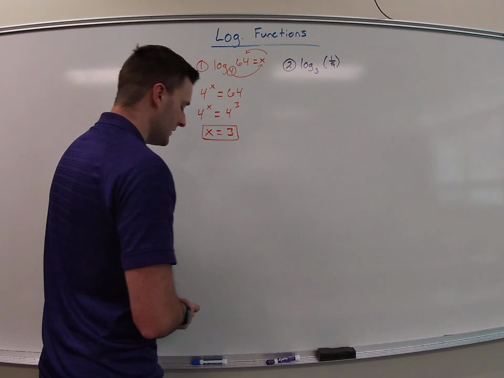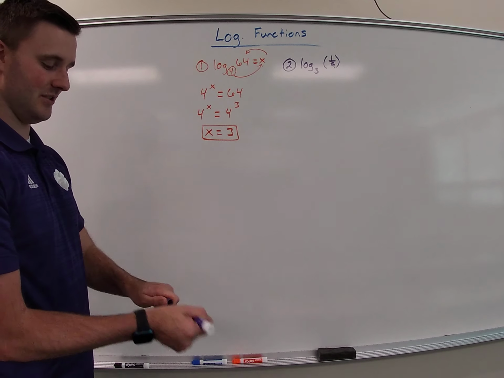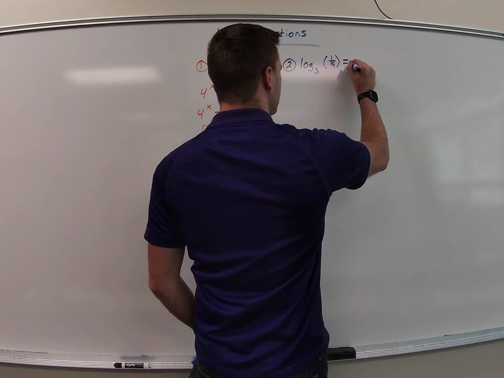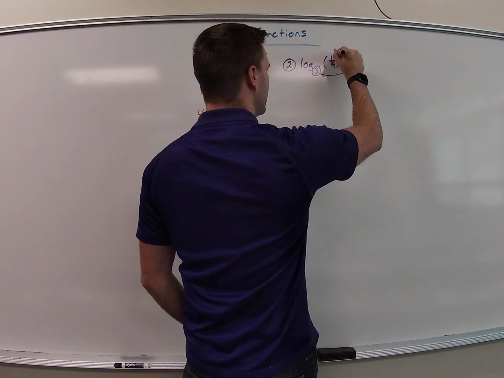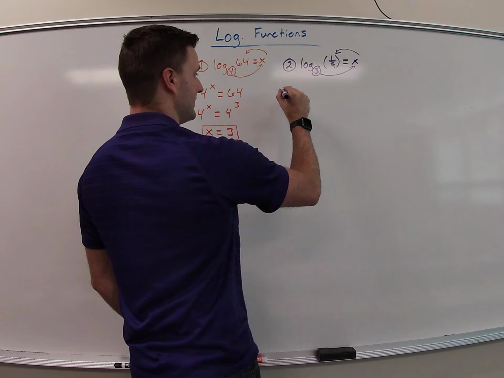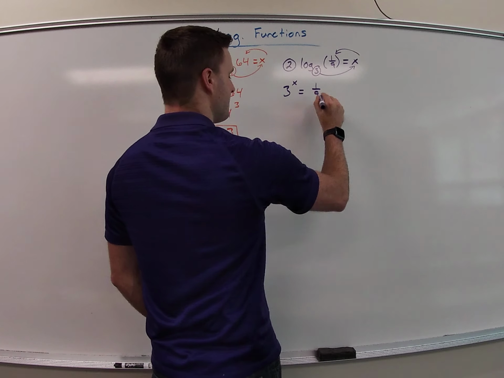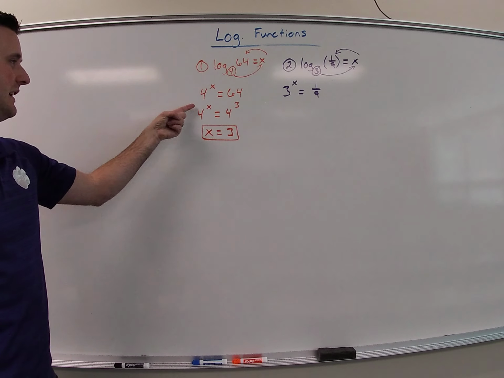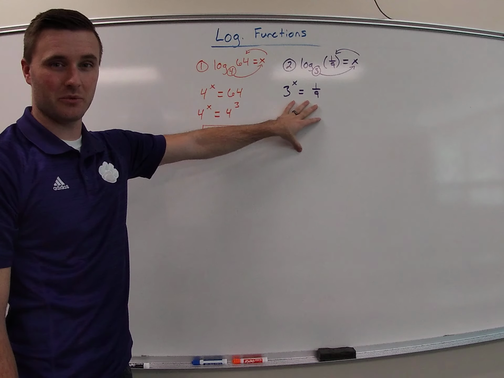Now with number 2, we have log base 3 of this fraction, 1/9. So this is a little interesting. So let's try our method. We're going to say, okay, let's get rid of the log by putting it in exponential form. So I'm going to say 3 to what power is equal to 1/9. Well, over here, I was able to have 4 to the x, and I changed 64 to a base 4. How do I change this to a base 3?